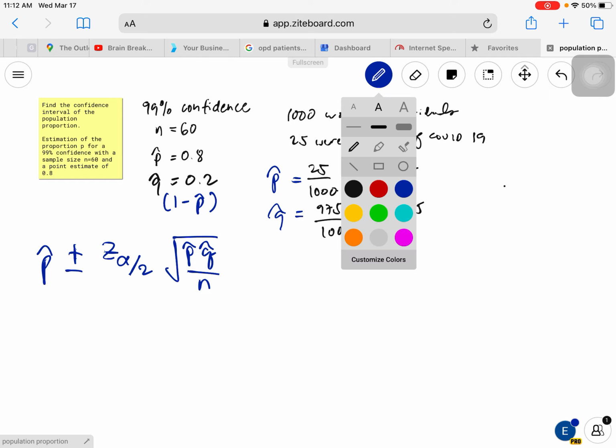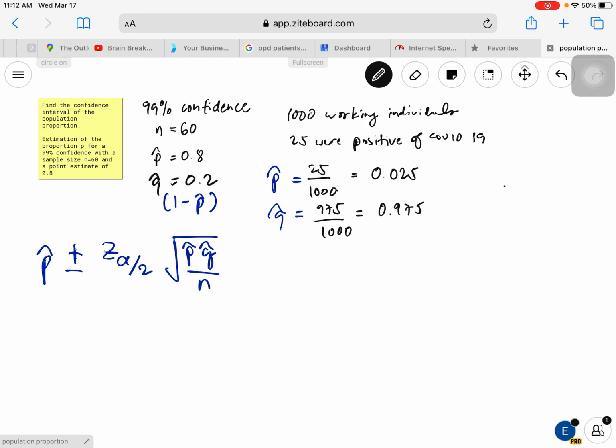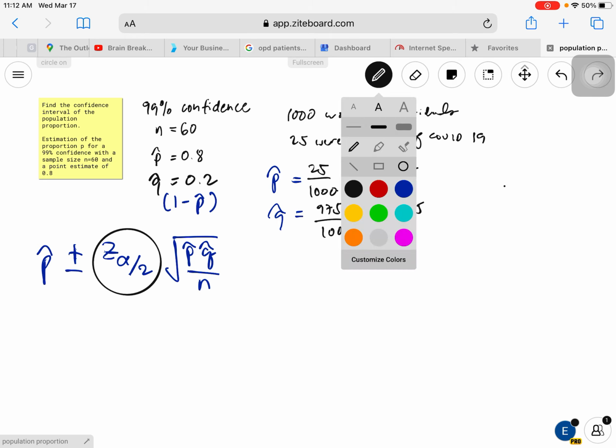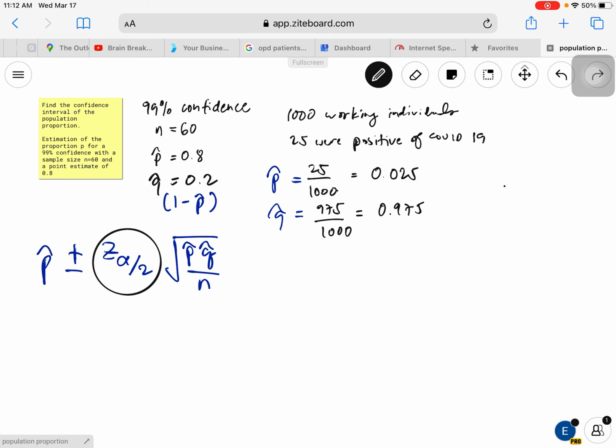So we're going to look for this, z sub alpha over 2. So how do we find this? We just need our z table for this.